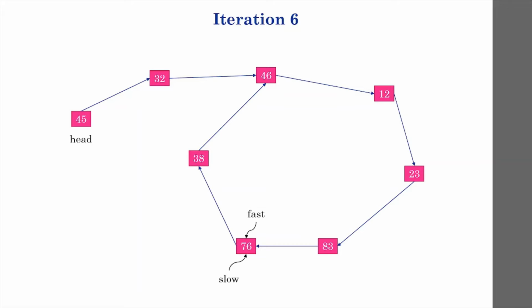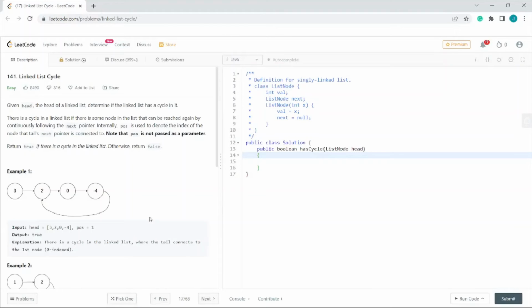Now we can do this in programming. Here we can see that we have been provided a ListNode head in the given function, that is a boolean hasCycle. The return type is boolean, hence we return true if there is a cycle in the linked list, otherwise return false. This is the definition of our linked list. By using this we can solve the problem.